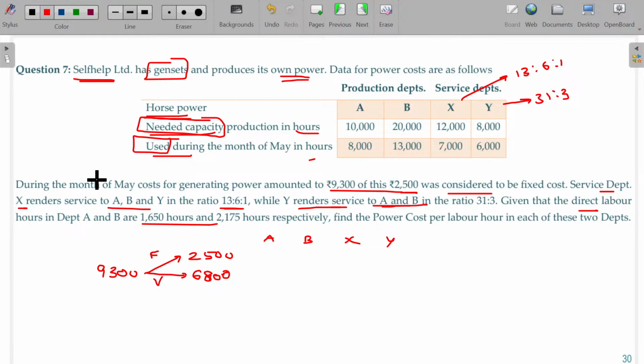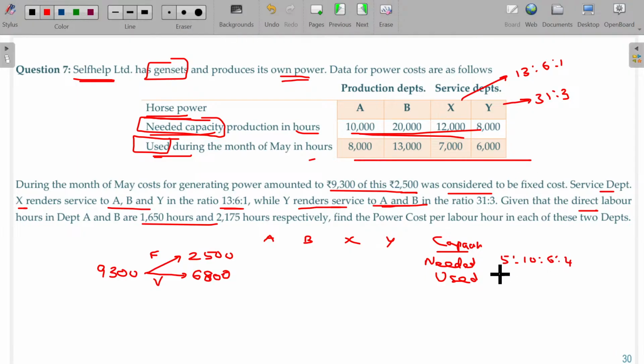Needed capacity means installed capacity will be used. So here needed capacity will be taken. That's the base. In case of a variable, used capacity will be the base. Here the ratio being 5:10, you can of course divide this by 2000 also. So 5:10:6:4.